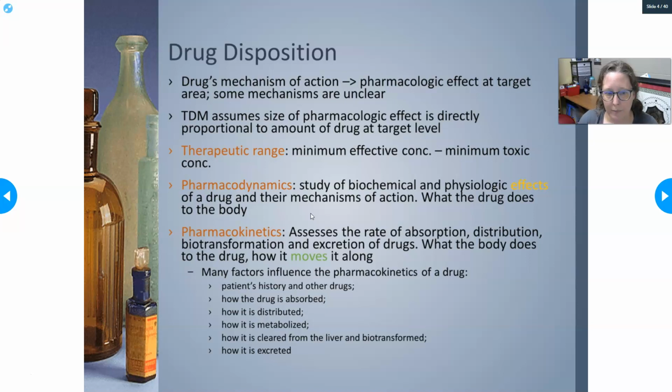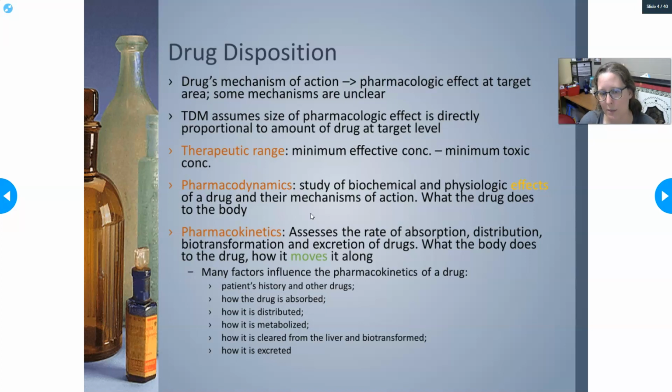Okay. The pharmacokinetics assesses the rate of absorption, distribution, biotransformation, and excretion of the drug. So it's what the body does to the drug. So how the body moves it along, how the body absorbs it, how does it circulate it, how does it detoxify it, how does it clear it from the system. Okay, so that's pharmacokinetics. And there are a lot of factors that can influence the pharmacokinetics of a drug. So just think kinetic, moving, so how it moves through.